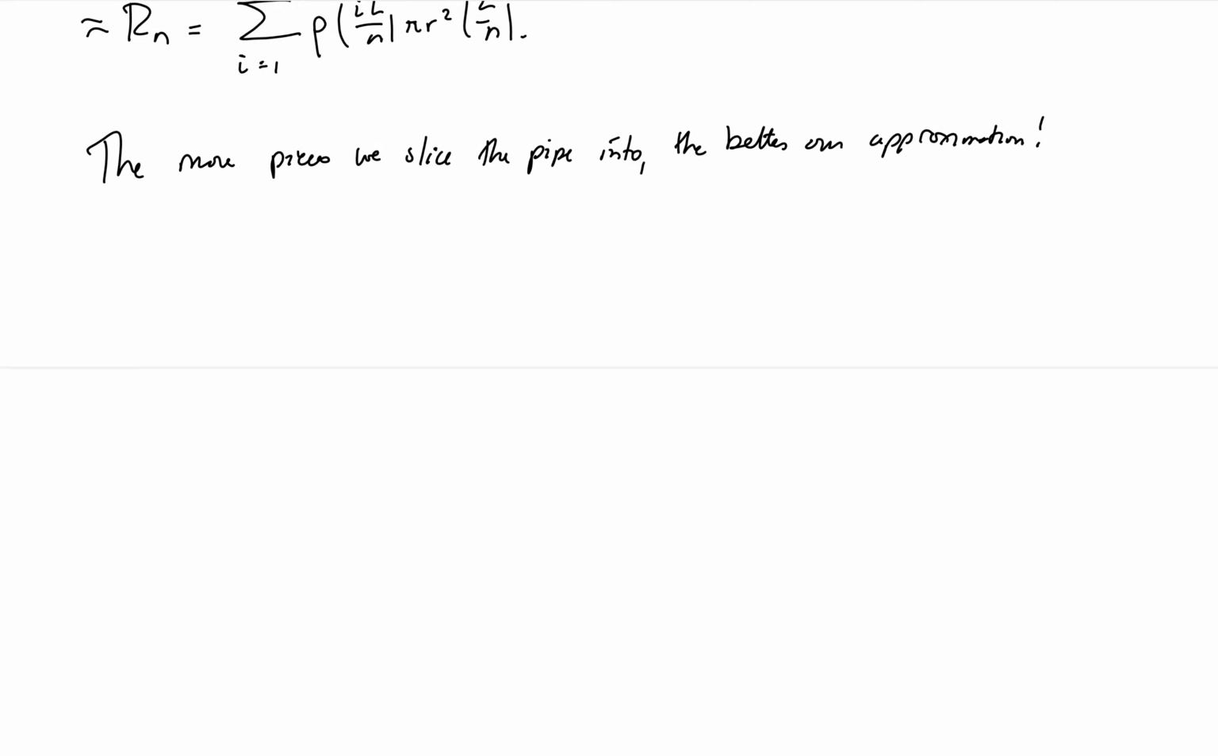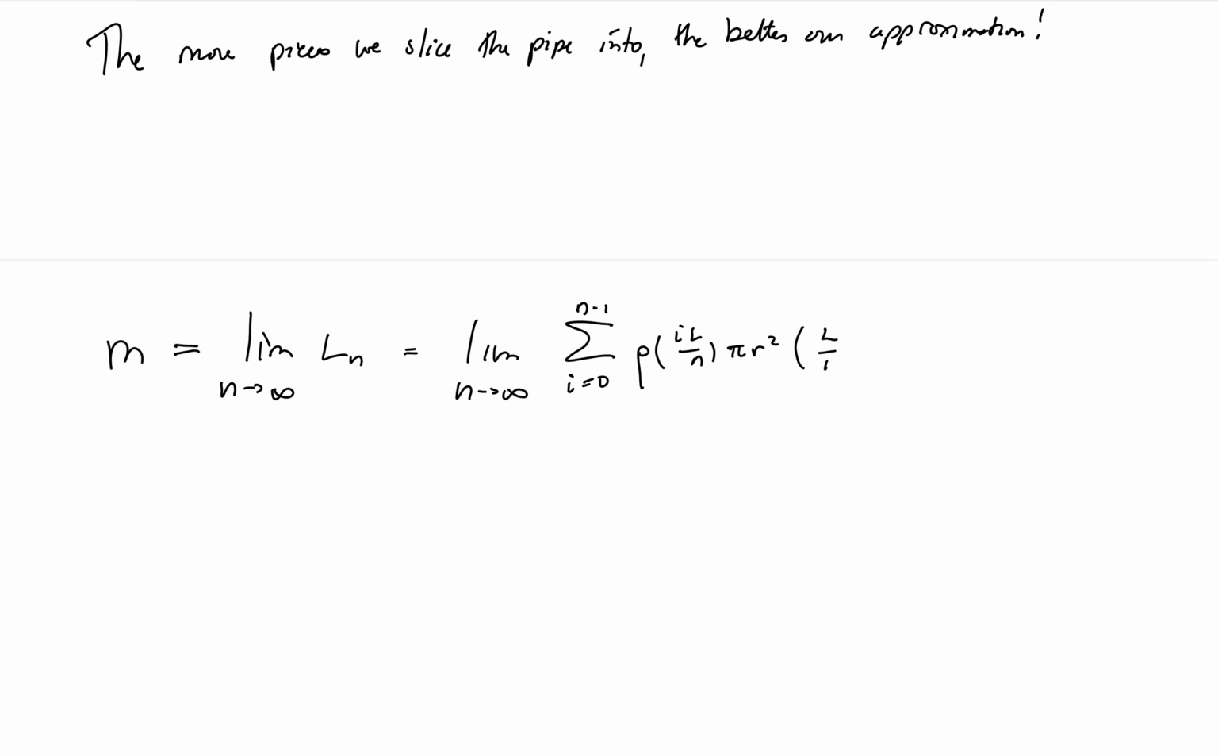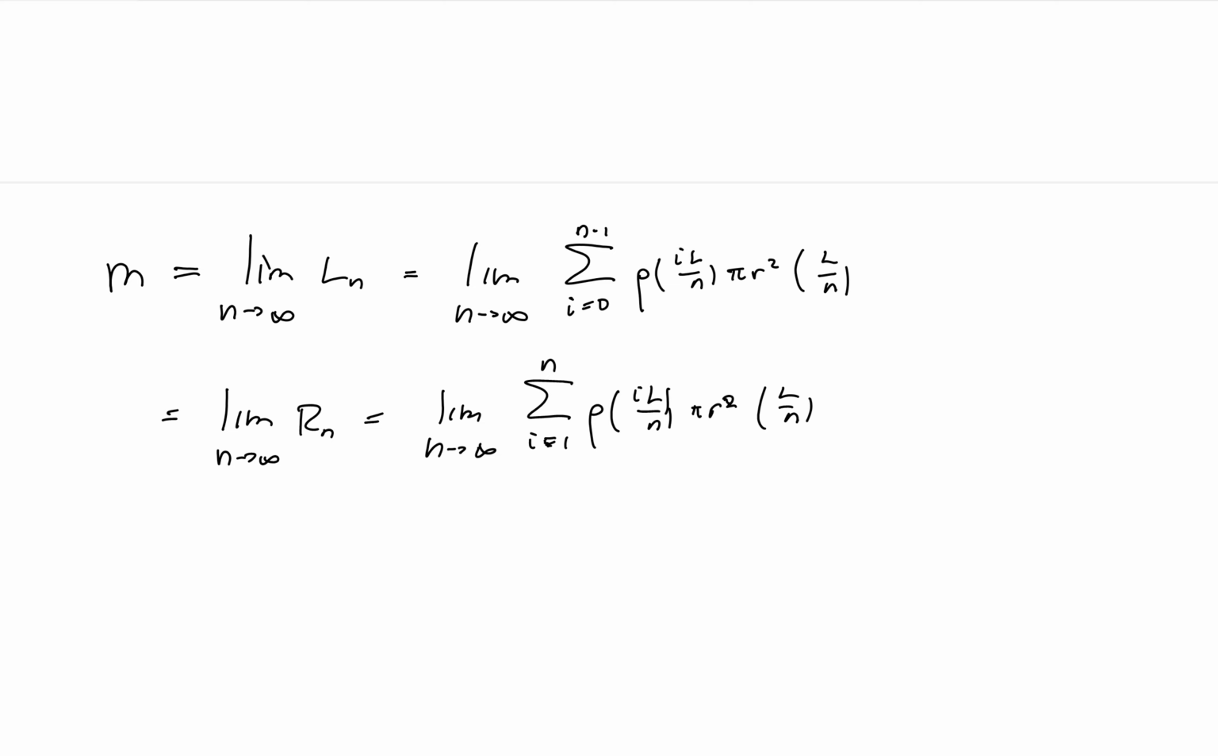So what if we just let n go to infinity? That would give me an exact answer then. So I could say the limit as n goes to infinity of L_n is actually my mass. So this would be the limit as n goes to infinity of this summation here. And same thing, we get the same answer if we use the right Riemann sum. So all we're doing here is we're just letting there be more and more of those pieces of the pipe. And so the more and more pieces, the better and better our approximation is until we get the exact value.